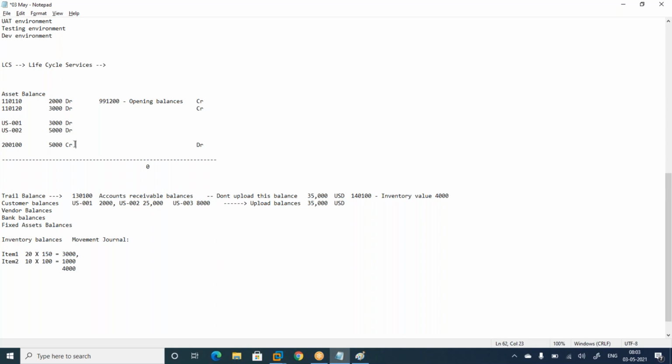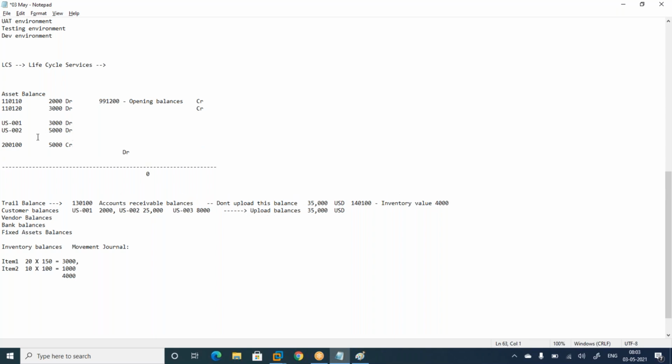Definitely we'll see. So vendor balances. It is as I told you, this is the vendor, V001.